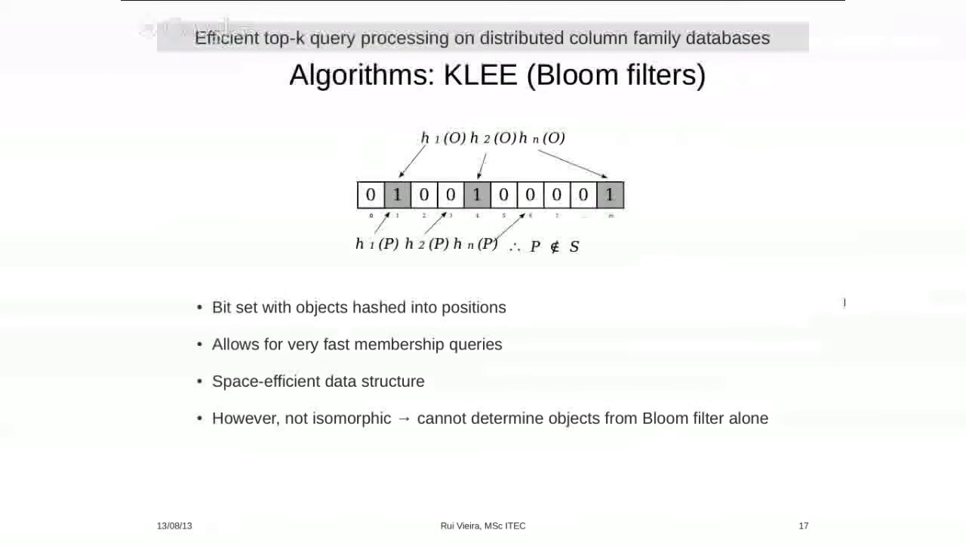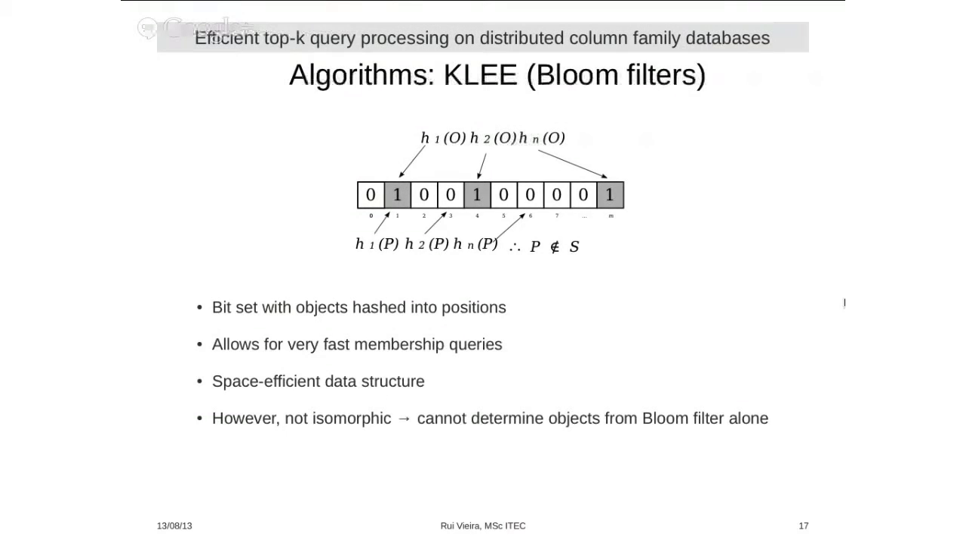Bloom filters are the second data structure that KLEE utilizes. They're a very space efficient and very fast way of testing set membership. The way it works is we have basically an initial bit set of zeros, and when we add an object, depending on the implementation, we apply a series of hash functions which will flip the bits on the bit set. If you want to test for membership, we just apply the same hash functions to an object, and if all the bits are flipped, it means it's probably in the set. If they're not, it's not in the set.